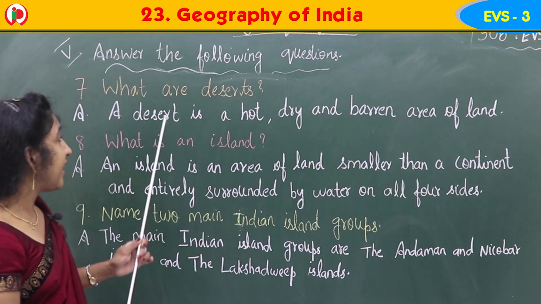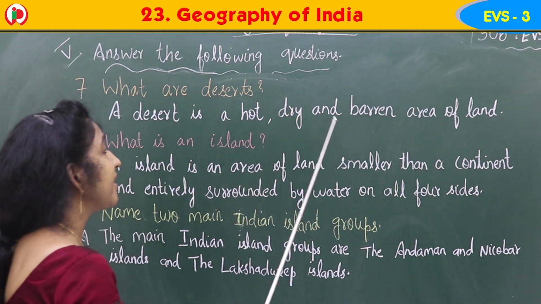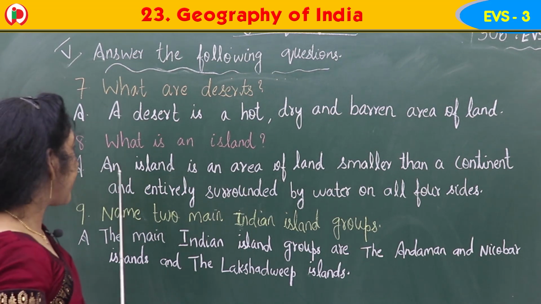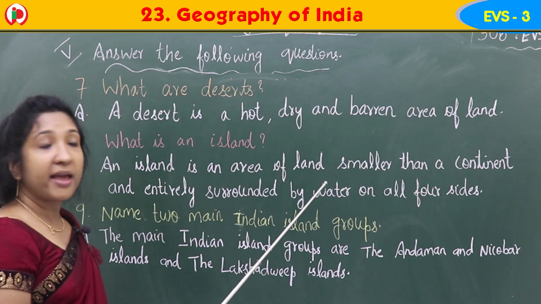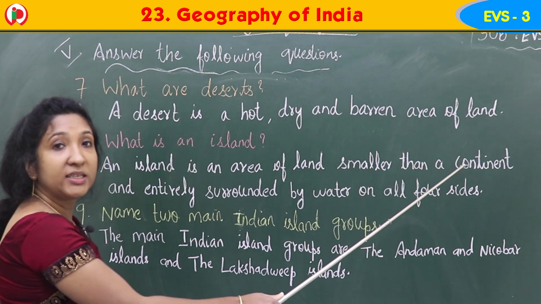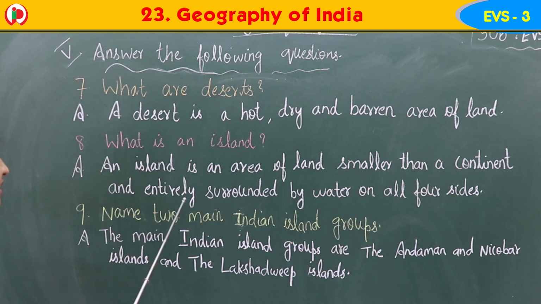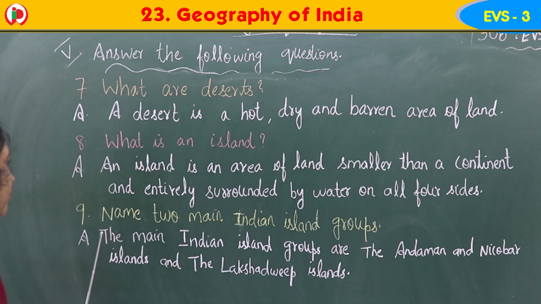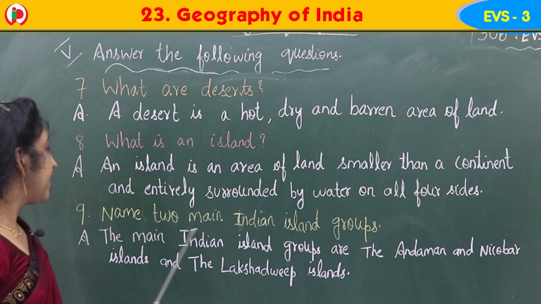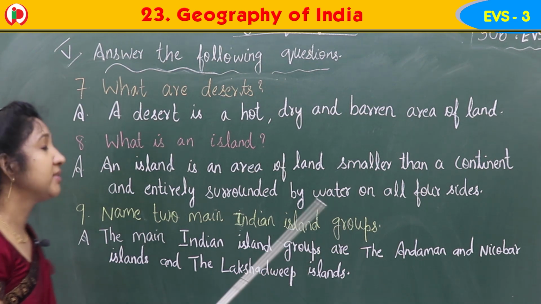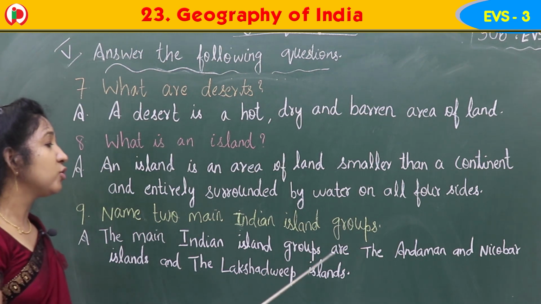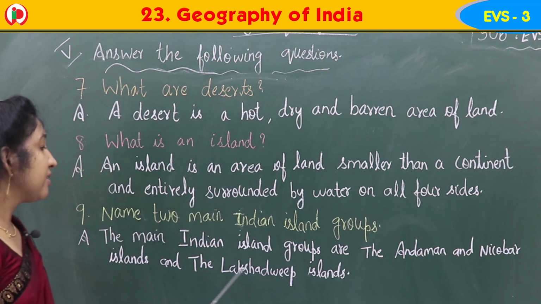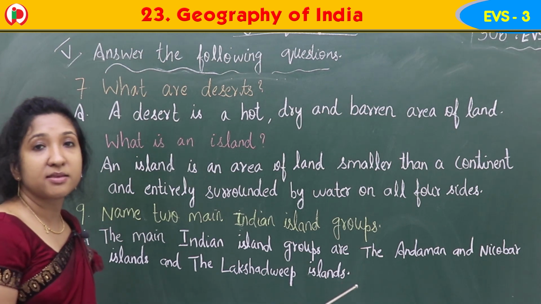So what is a desert? A desert is a hot, dry and barren area of land. What is an island? An island is an area of land smaller than a continent and entirely surrounded by water on all four sides. The last question, the ninth question, is name two main Indian island groups. The main Indian island groups are the Andaman and Nicobar Islands and the Lakshadweep Islands. Okay.